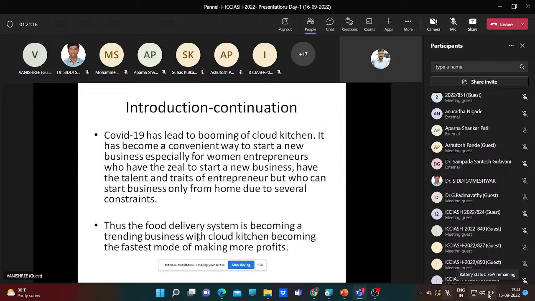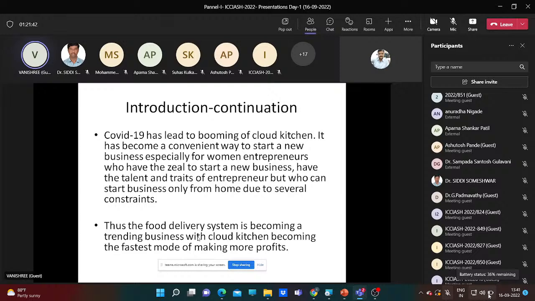COVID-19 has led to the boom of cloud kitchens. So it has become a very convenient way to start a business, especially for women entrepreneurs who have the zeal to start a new business, have the talent, have the traits of an entrepreneur, but who can start a business only from home due to several constraints. So the food delivery system is becoming a trending business, with cloud kitchens becoming the fastest mode of making more profits.